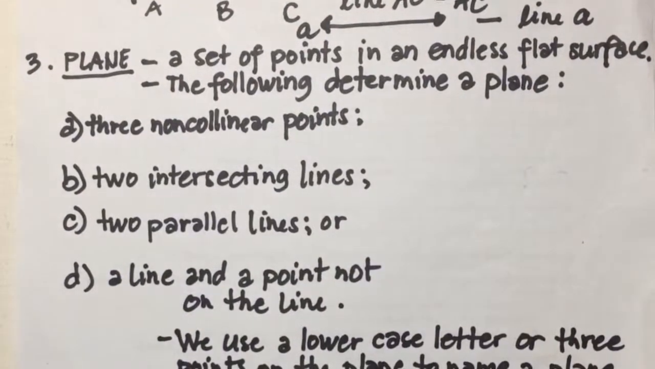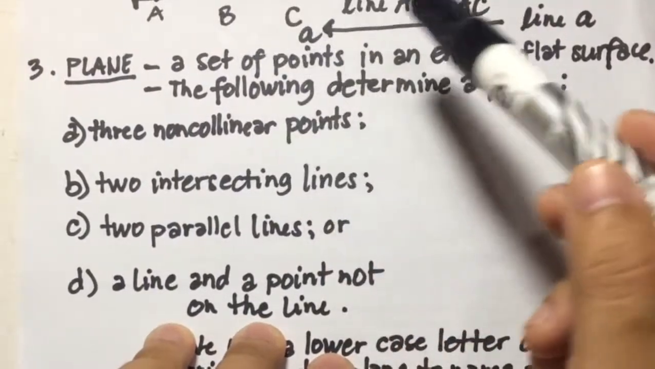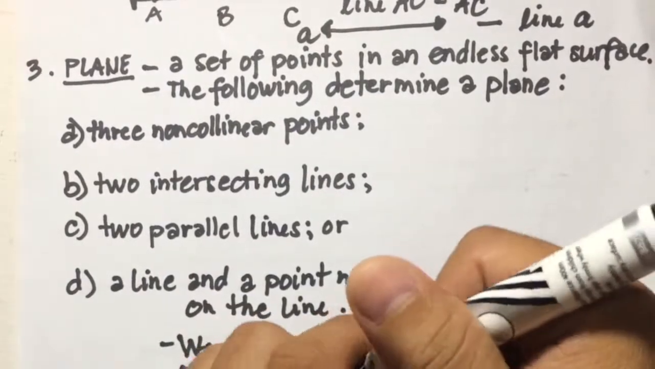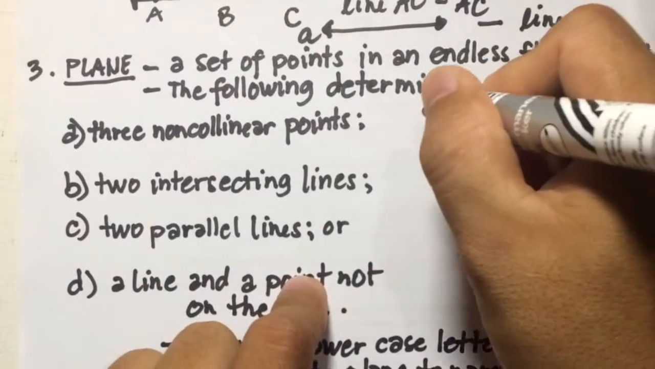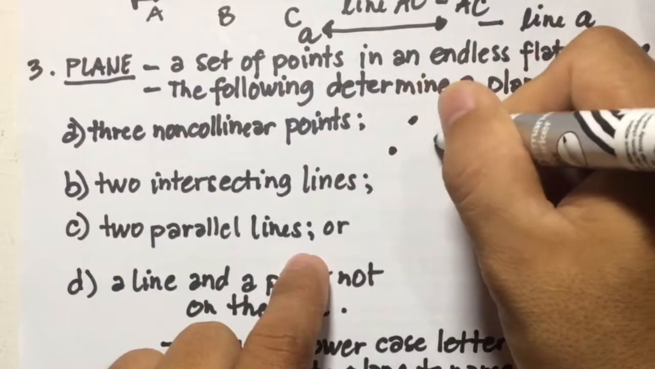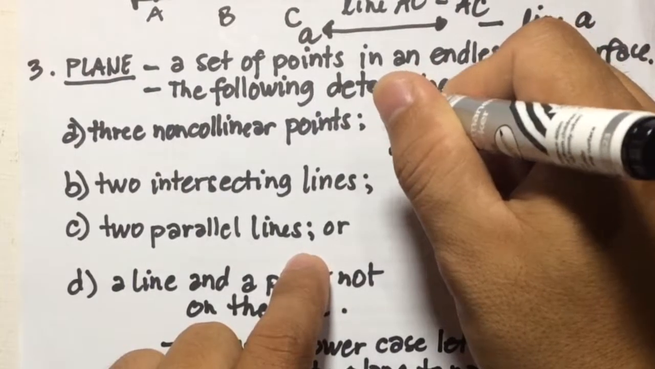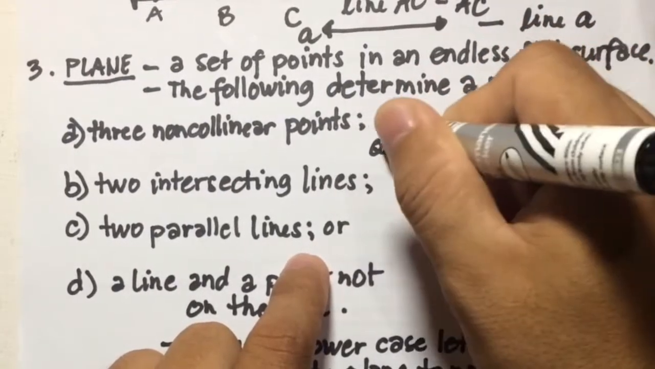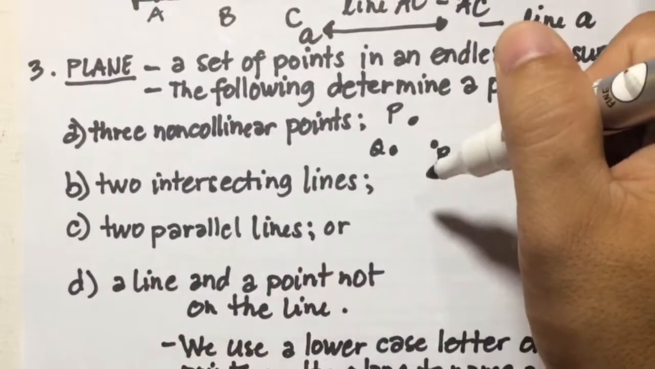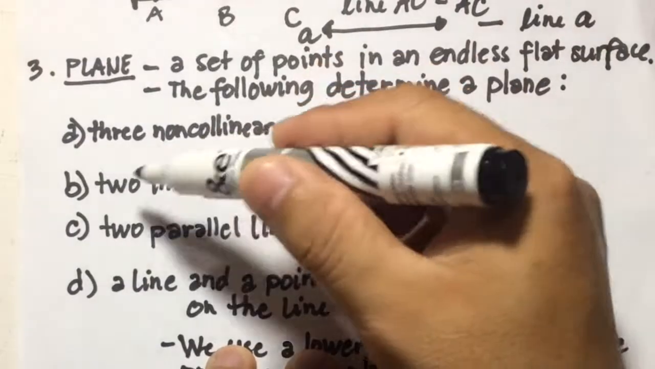So a plane is a set of points in an endless flat surface. So the following determine a plane. First, 3 non-collinear points. If we're going to have 3 non-collinear points, so these 3 points here are not collinear, or they are not on the same line. So for example, this is P, Q, R. So using these 3 non-collinear points here, you can now determine a plane, or you can make a plane using these 3 non-collinear points.